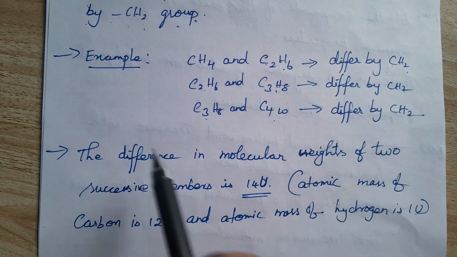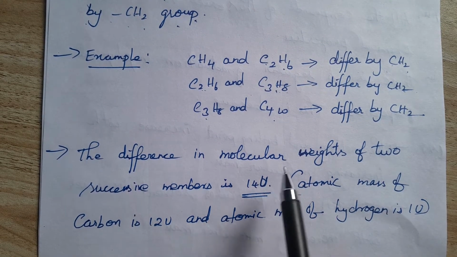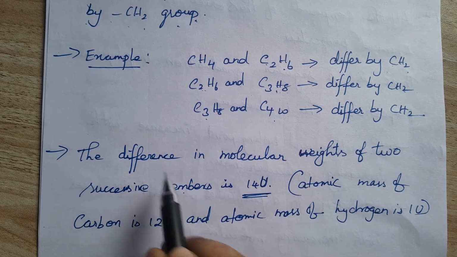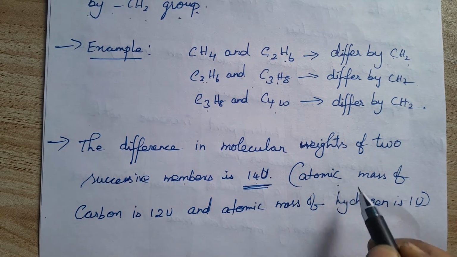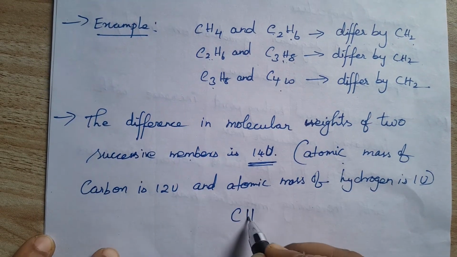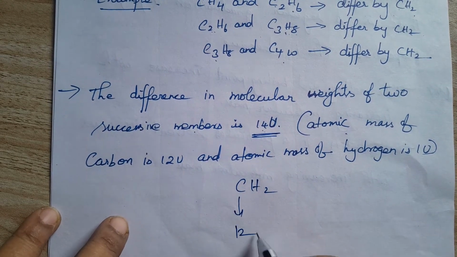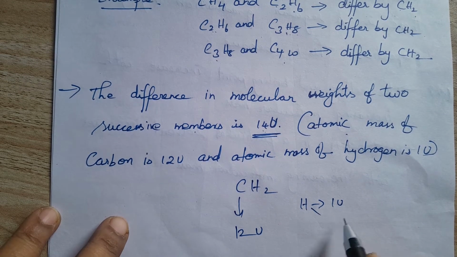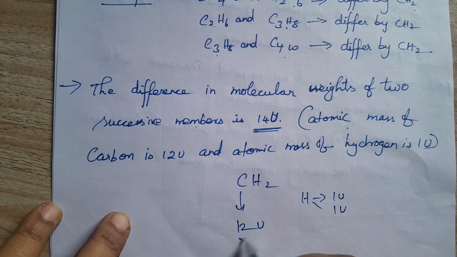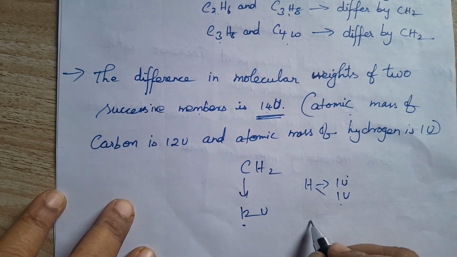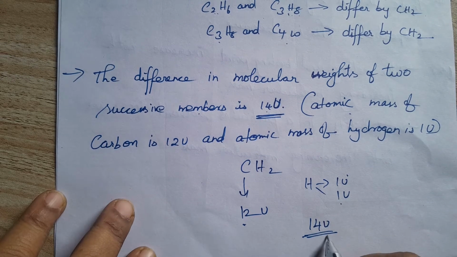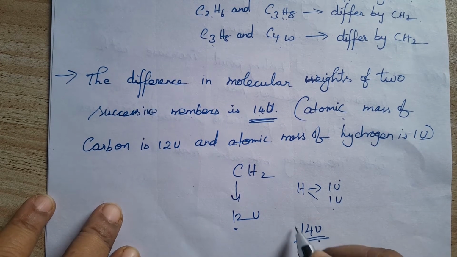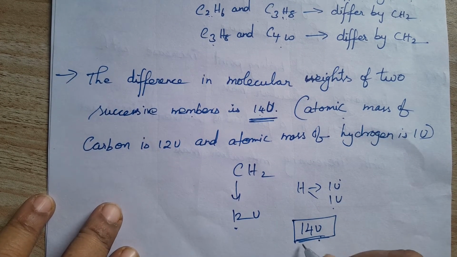What is the difference in molecular weight of these successive members? It is 14 units. The molecular weights of these two differ by 14 units. How? The atomic mass differs by CH2, right? The atomic mass of carbon is 12 units, for hydrogen it is 1 unit, and 2 hydrogens are there, so 2 more units. So totally 12, 13, 14. The difference in molecular weight will be 14 units. Successive, consecutive members differ by 14 units. This is based on the molecular weight.